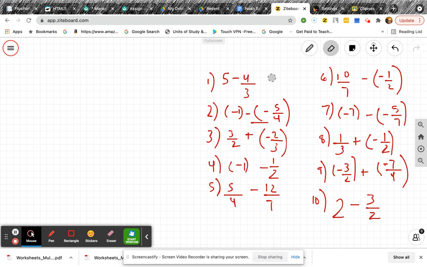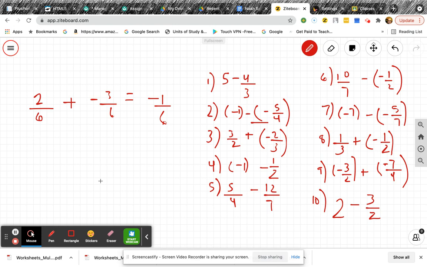We're going to change both into sixths. So we have 2/6 plus a -3/6. So this would be -1/6. This is the correct answer.